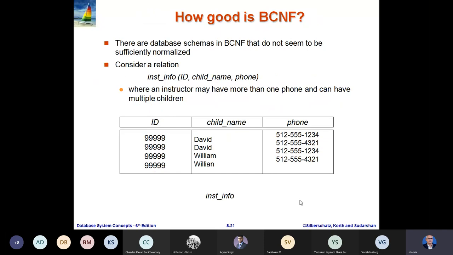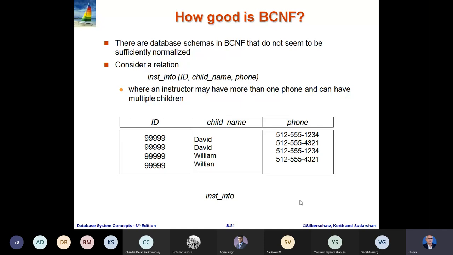We are not saying there is any functional dependency like ID to child name, or ID to phone, or child name to ID, or child name to phone, or phone to ID, or phone to child name. So the only functional dependency we have here is, on the left hand side, alpha is ID child name phone, and on the right hand side, beta is also ID child name phone. So the only FD that we have is from ID child name phone to ID child name phone.